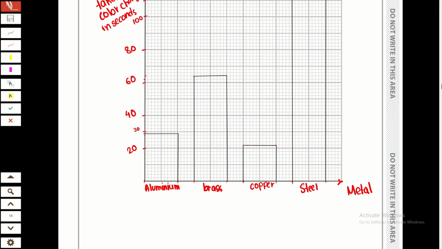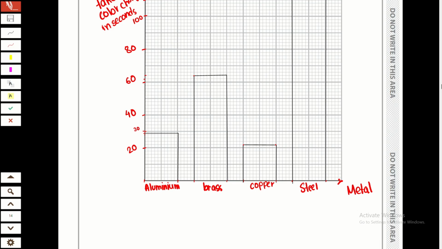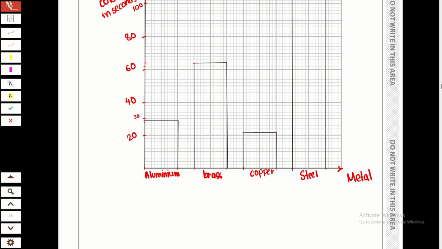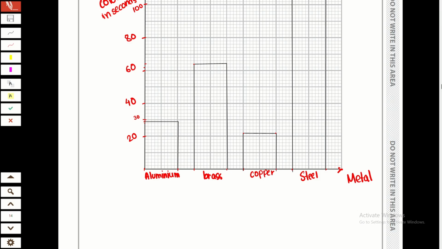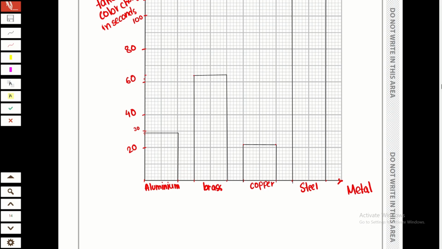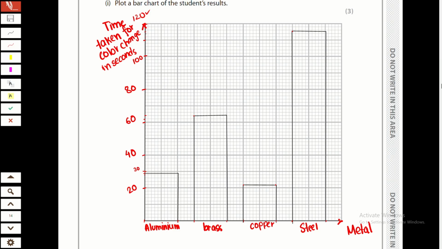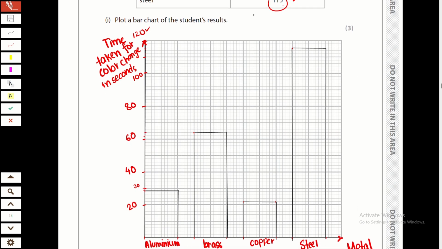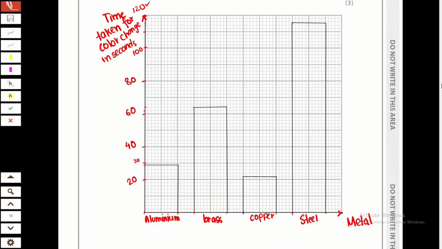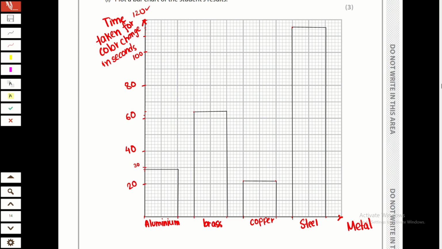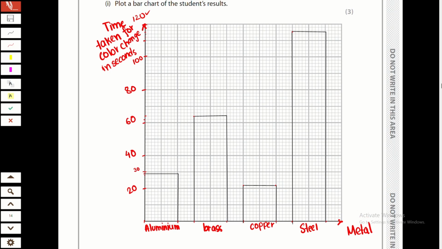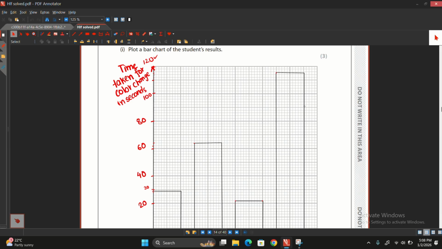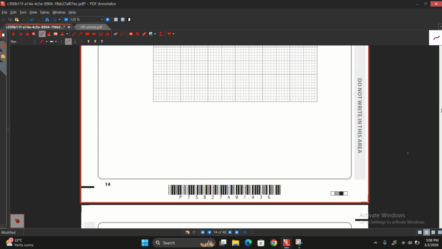Now in this question, you can use a key for aluminum, brass, copper, and steel, or you can write their names corresponding to each bar at the bottom. And when you draw a bar chart, make sure that you cover 50% of the entire graph. I have covered more than 50, but a minimum of 50% must be covered. All right. I hope you have understood how to draw this one.